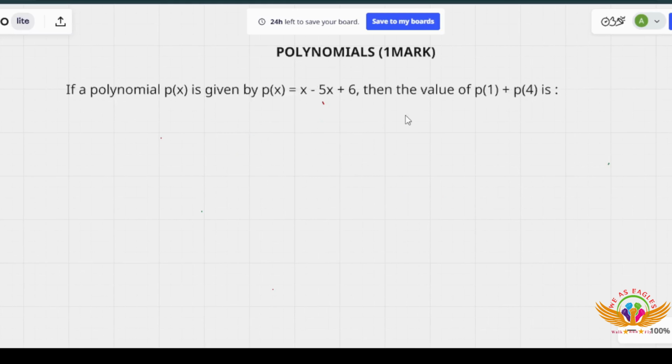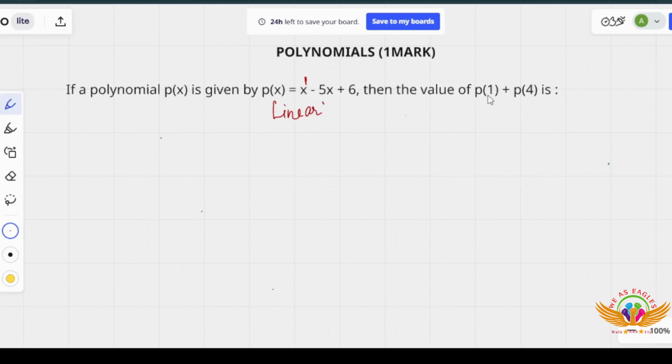Yes. Another question from another paper. So they have given us: if a polynomial p of x is given by p of x is equal to x minus 5x plus 6, then the value of p of 1 plus p of 4 is. So it is not a quadratic equation, it is a linear equation because here the degree is 1. So it is a linear polynomial with one variable x.